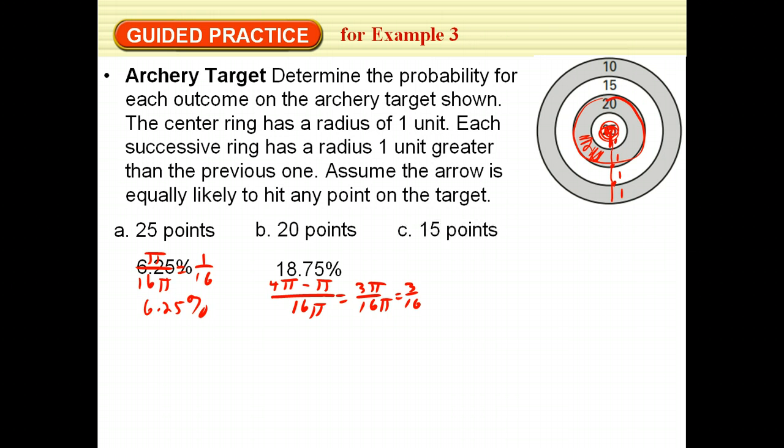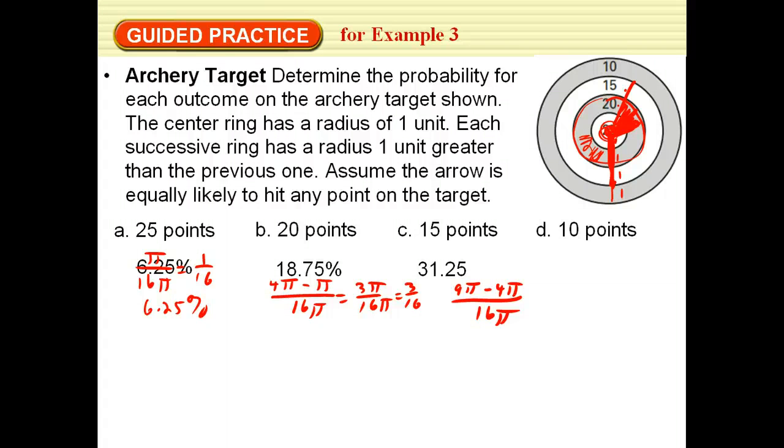For the 15 point, we're going to do basically the same thing, but what I need is this whole part, which is a radius of 3 out to the 15-point circle. 1, 2, 3. A radius of 3, so that will be 9 pi. But I need to subtract out everything in here, so that's a radius of 2, so minus 4 pi over the entire thing, which gives me 5 pi over 16 pi, or 5 over 16, 31.25%.